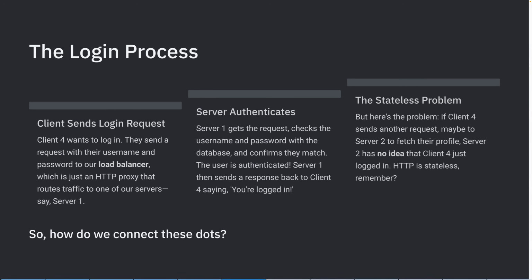The login process: the client sends a login request. That means client 4 wants to log in. They send a request with their username and password to our load balancer, which is just an HTTP proxy, which we have seen in our previous videos, that routes traffic to one of our servers. Say server 1, the traffic has been routed to it. Now server 1 gets the request, checks the username and password with the database and confirms that they match each other and the user is authenticated. Server 1 then sends a response back to the client saying you are logged in.